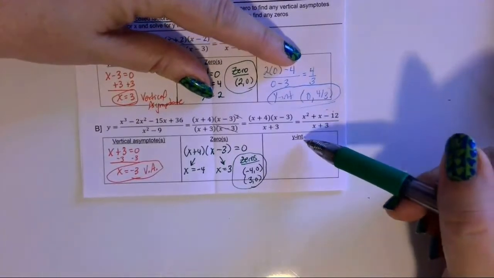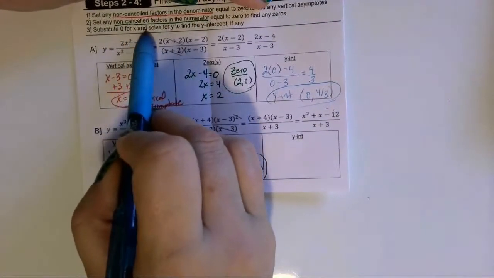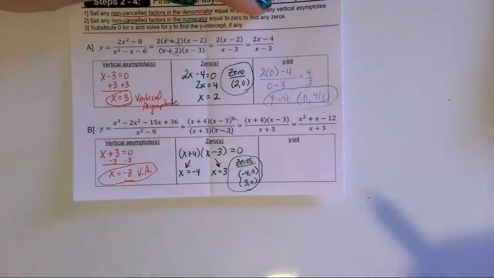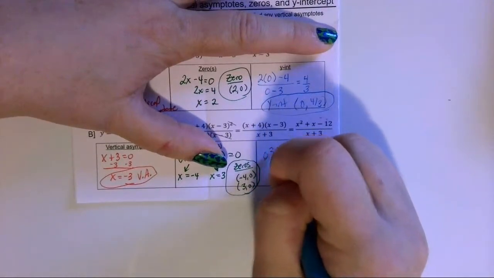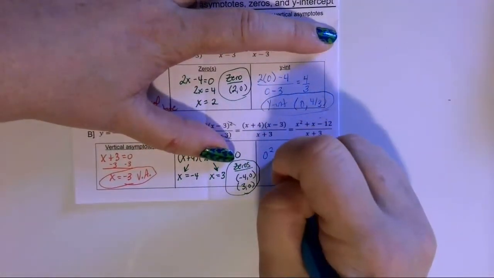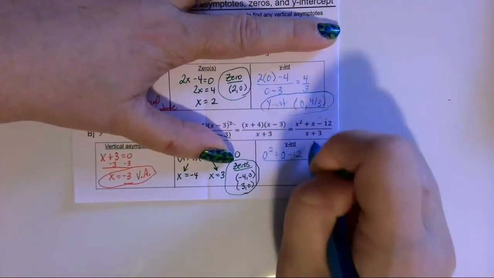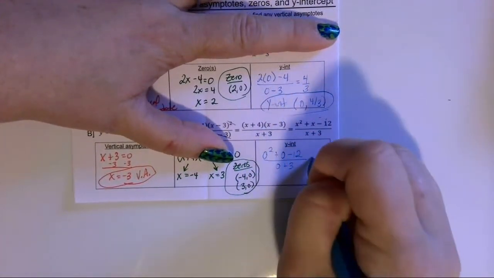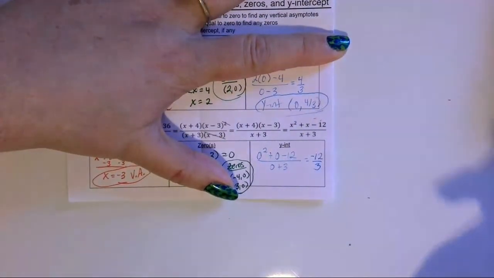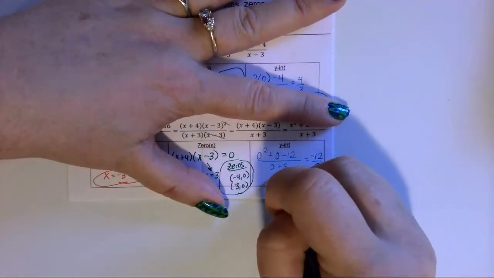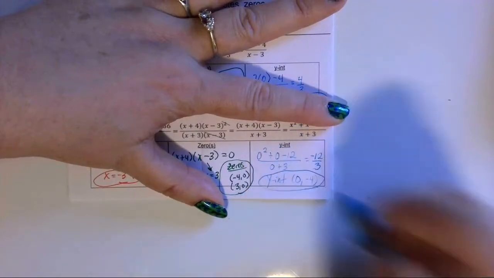And then the y-intercept we find by substituting 0 for all the x's and solving for y. So we put in 0 for x: 0 squared, plus 0 for x, then minus 12, divided by 0 for x, and then add 3. So we've got -12/3, which is -4. So our y-intercept is at (0, -4).